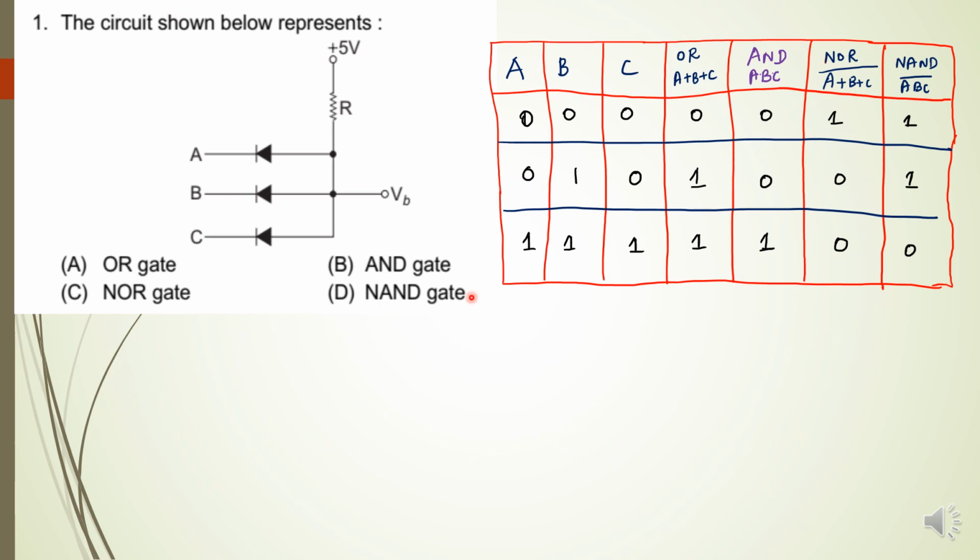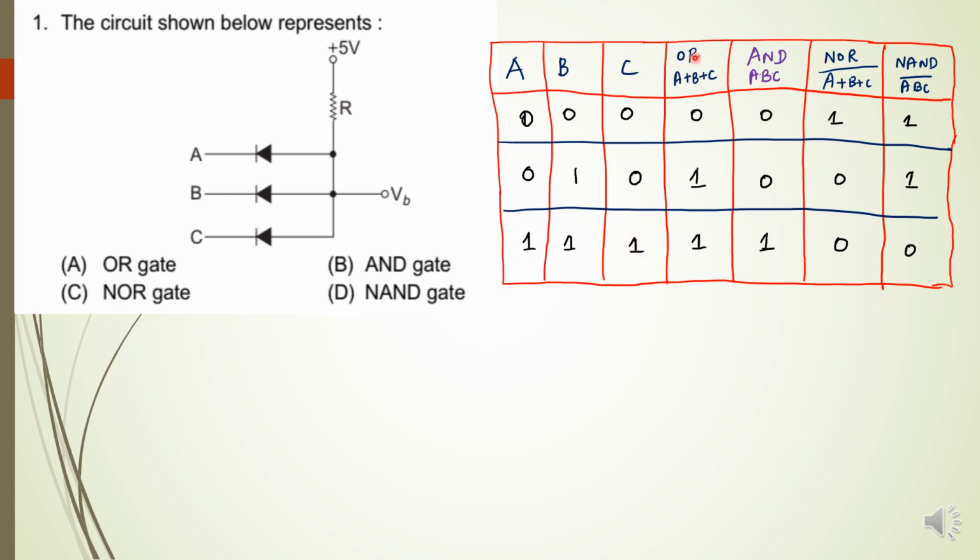Problem number 1. The circuit shown below represents option A, OR gate; option B, AND gate; option C, NOR gate; option D, NAND gate. There are 3 inputs A, B, C: all inputs are 0, any one of the inputs is 1, and all inputs are 1.